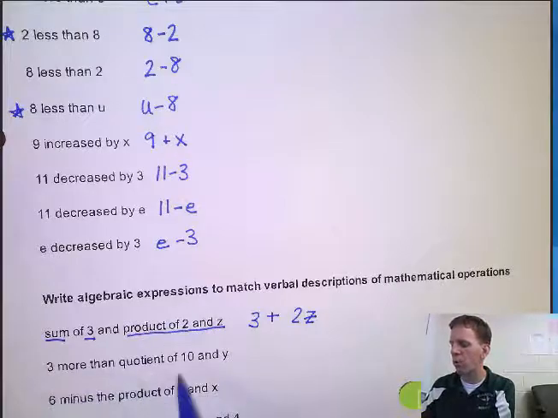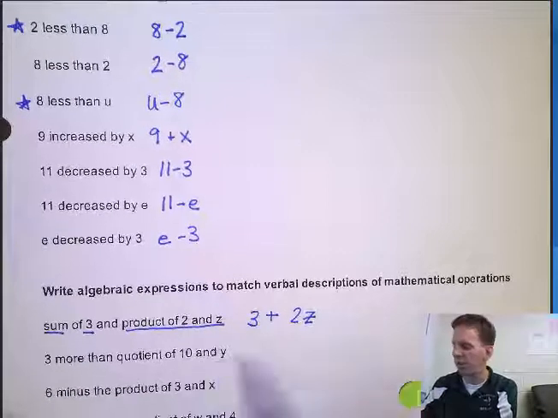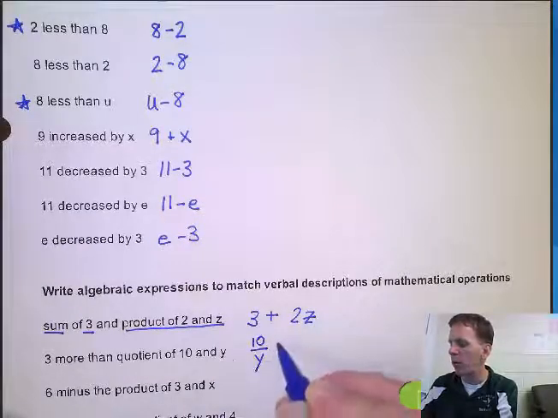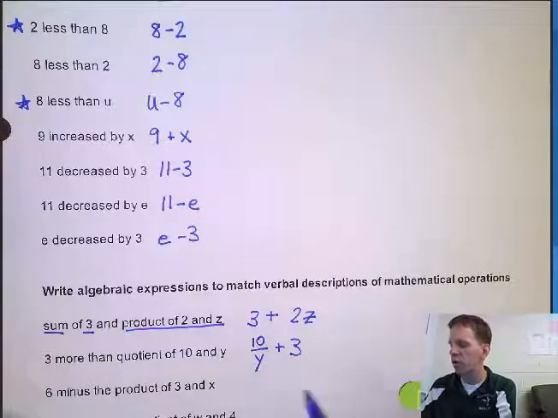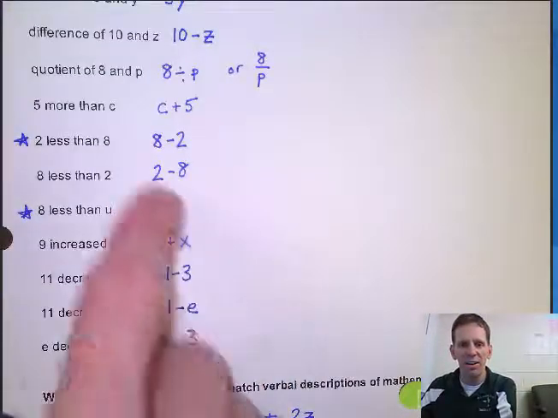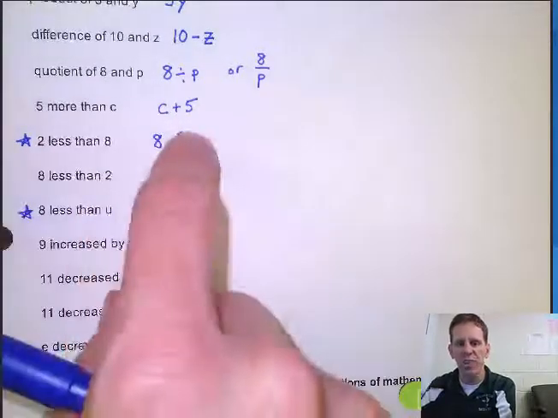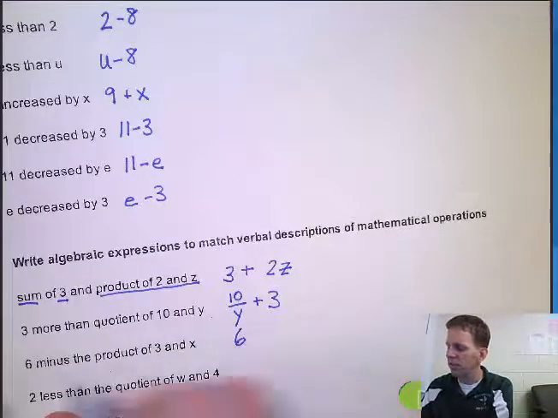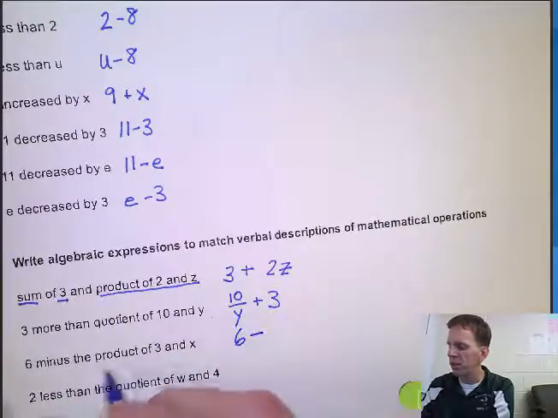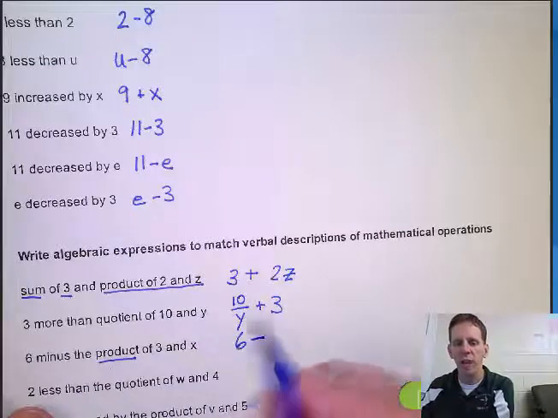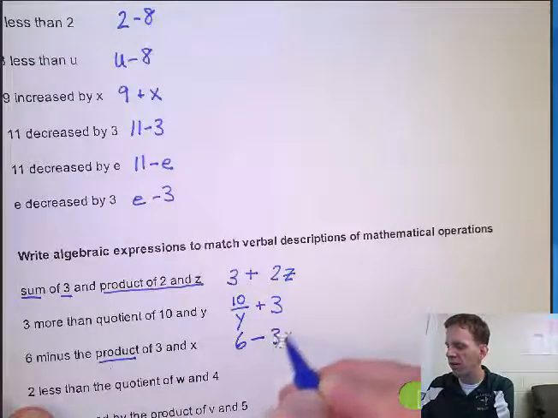3 more than the quotient of 10 and y. So we want 3 more than whatever this is. Now the quotient of 10 and y is 10 over y, and we want 3 more than it. So remember, if it's 3 more than, it's sort of like we add it to the end. 5 more than c, add 5 to the end of it. 6 minus the product. Okay, what was product again? Product is multiply. 3 and x.